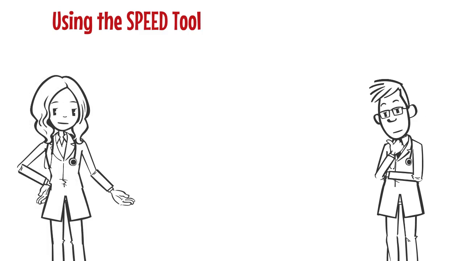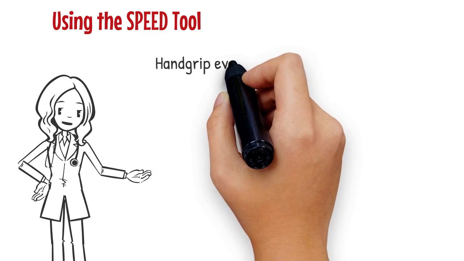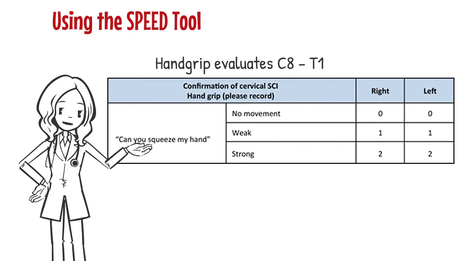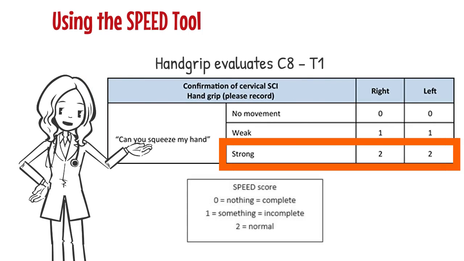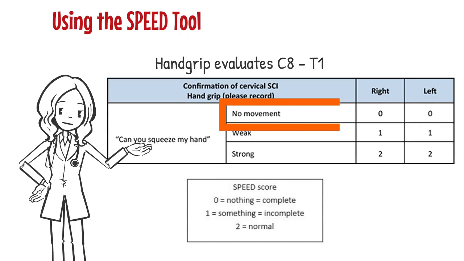Yes. The next component of SPEED is assessing hand grip strength. Hand grip strength assesses function at the C8, T1 level. The patient is asked to squeeze your hand. A strong hand grip is scored as 2. A weak hand grip is scored as 1. And inability of the patient to grip is scored as 0.